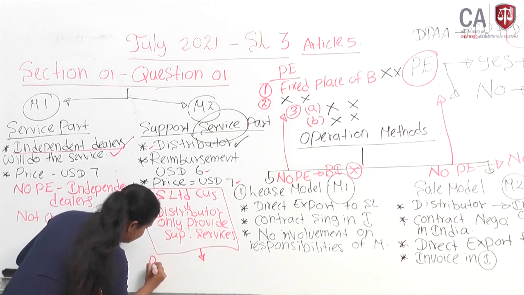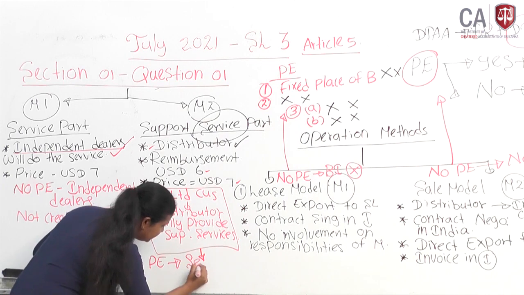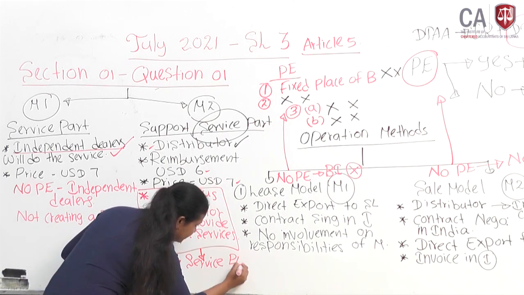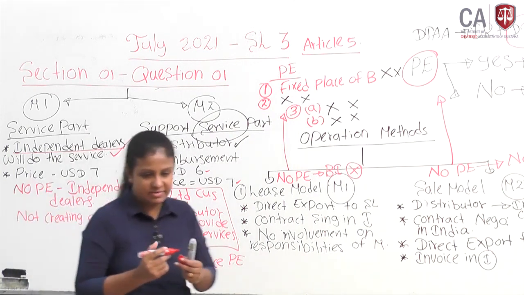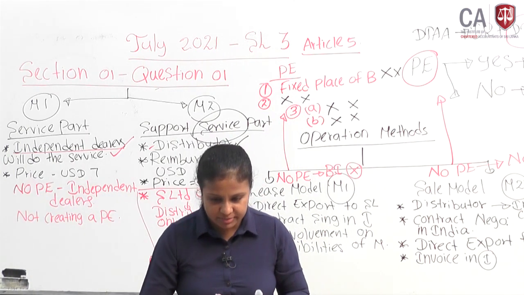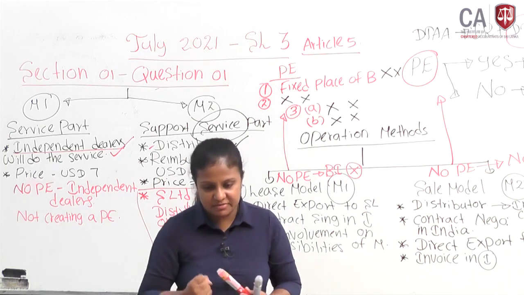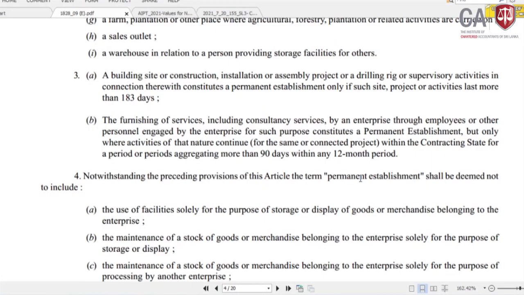There is a PE. How? The service PE. We need to look at that. What is a service PE? When it comes to Article 5, Lamai, it has very clearly provided in paragraph 3(b): the furnishing of services including consultancy services by an enterprise to, this is service support services on the sale of machinery, then by an enterprise to employees or other personnel. This is the other personnel, a distributor, which has been engaged by the enterprise for such purpose.